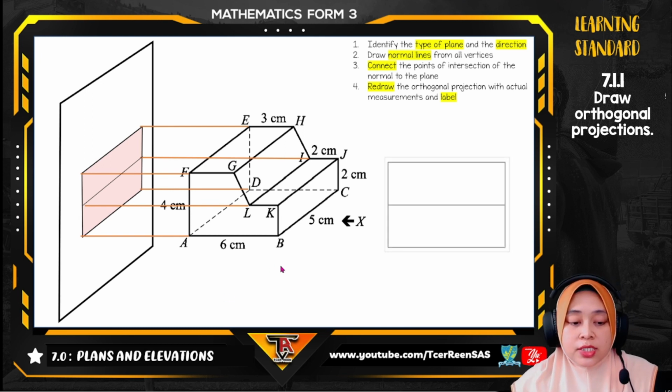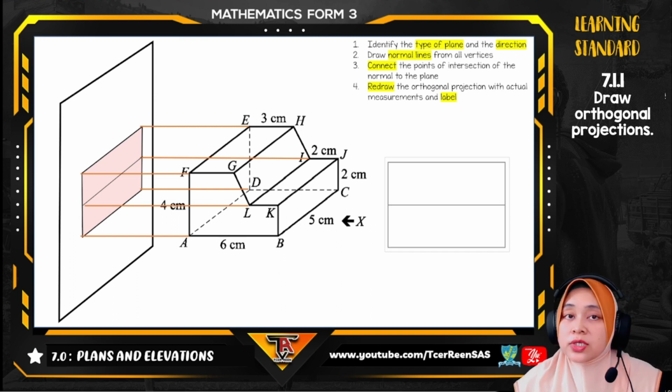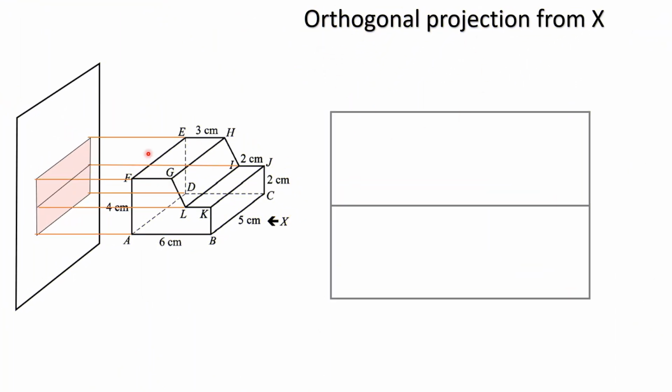So here is the draft. Let us redraw the orthogonal projection with actual measurement. For this orthogonal projection, how do we label it? We are viewing from X, so from here going there.